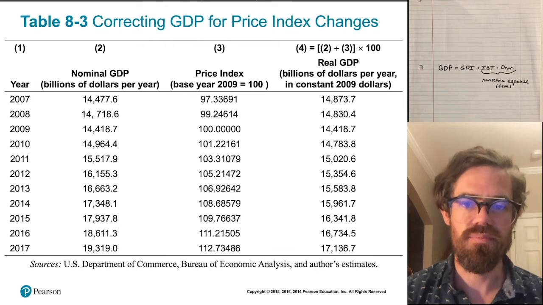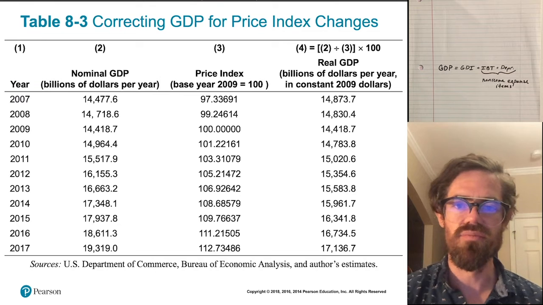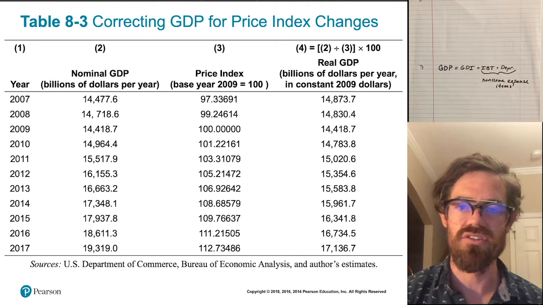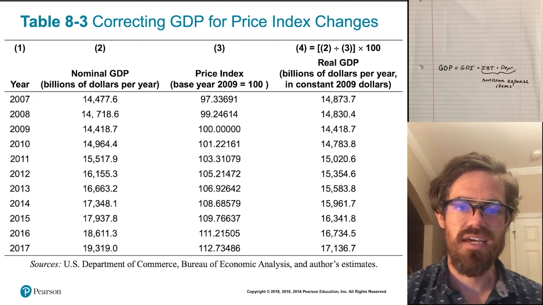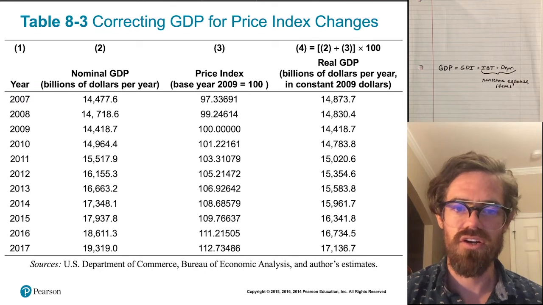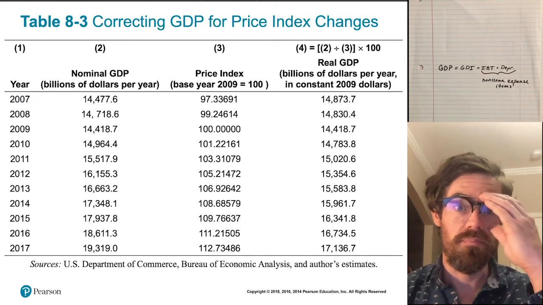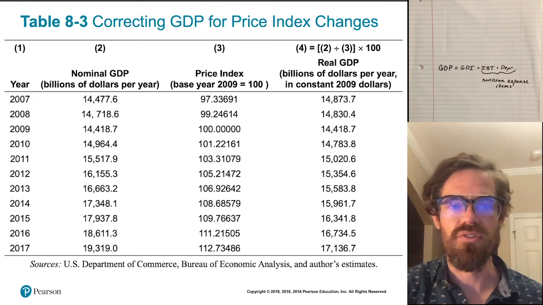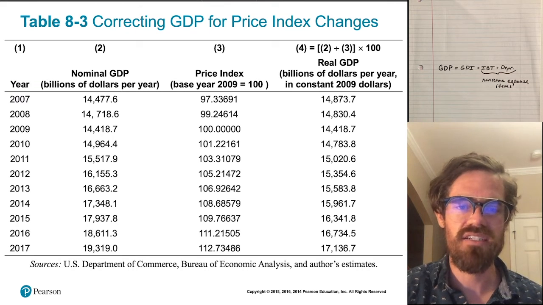Okay, so in this example, we're going to be using 2009 as our base year. So the constant dollars are 2009 dollars. Our base year is 2009. And you'll notice that the price index in 2009 is 100, and that's because the base year price index is always 100. That tells us that it's the base year. And we're going to use this to calculate real GDP. So again, we take nominal GDP, we divide it by the price index in that year, and we multiply by 100 to get to real GDP.